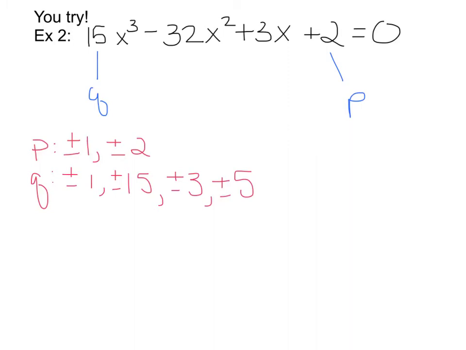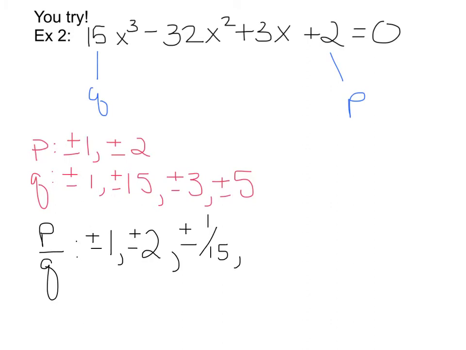Okay, so now we are going to divide them to actually make our list of possible rational roots. So we're going to start with 1, and we're going to divide it by our first q value, which is 1. So 1 divided by 1 is 1. Move on to our second p-value. So 2 divided by 1 is going to give me 2. Now move back to the beginning, and now we're going to change our q value. So now 1 divided by 15 is going to give me 1/15. And then move on to the second p-value. So 2 divided by 15 is going to give me 2/15.